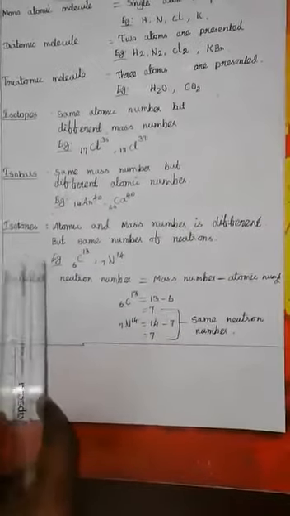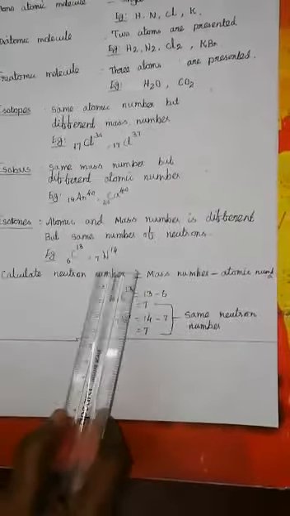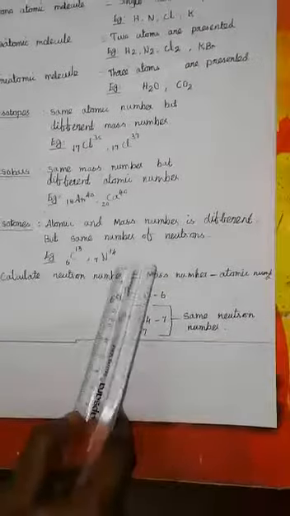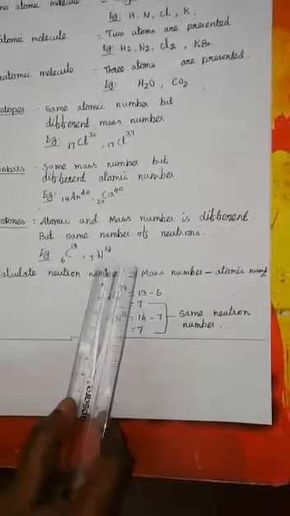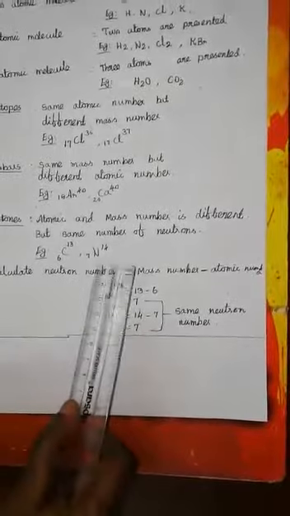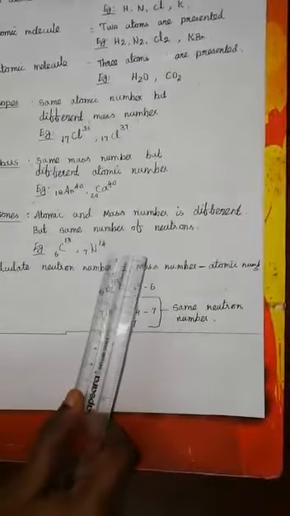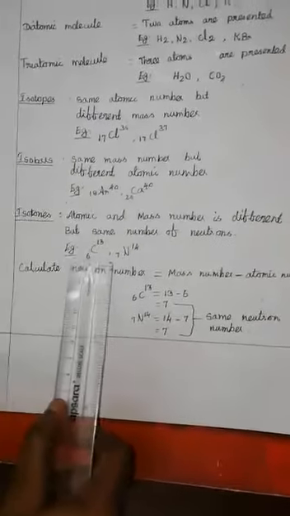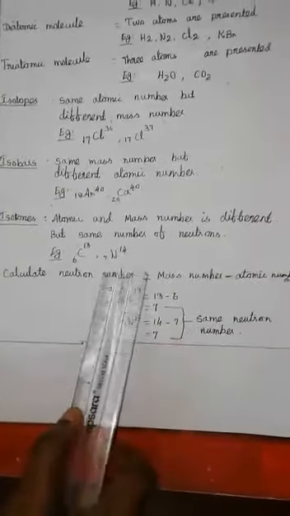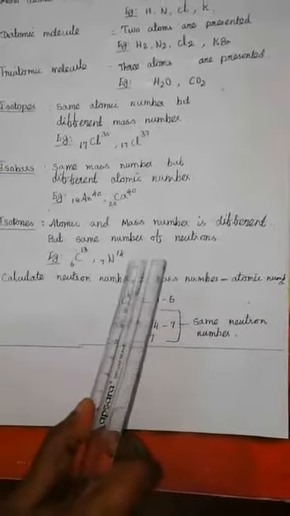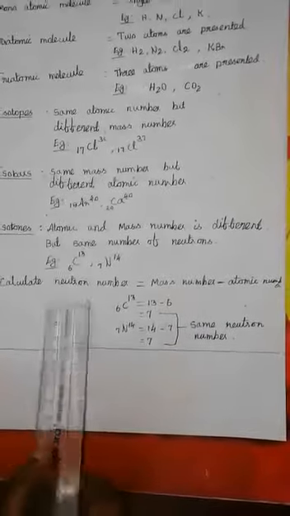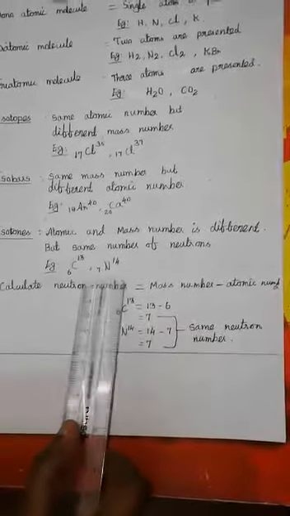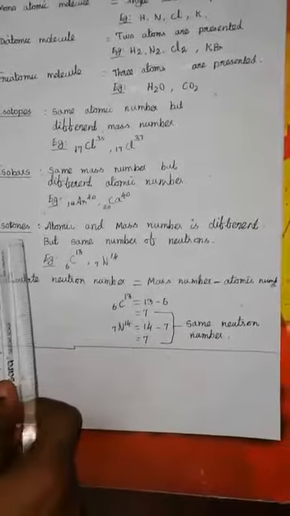The next one, isotones. Look at the 2 elements, carbon and nitrogen. C for carbon, N for nitrogen. So atomic numbers 6 and 7, mass numbers 13 and 14. So look at the 2 elements, atomic number is different and mass number is also different, but the number of neutrons is the same for the 2 elements. That is called isotones.